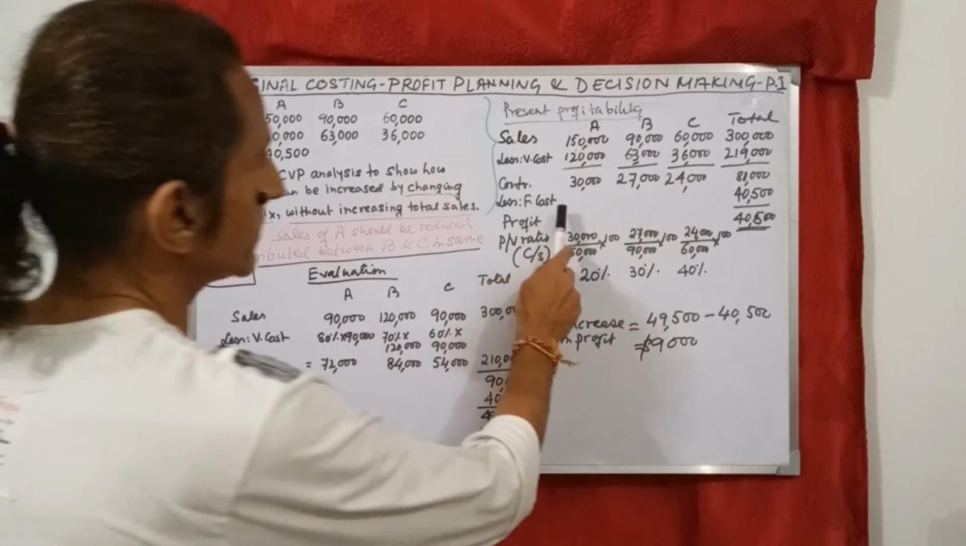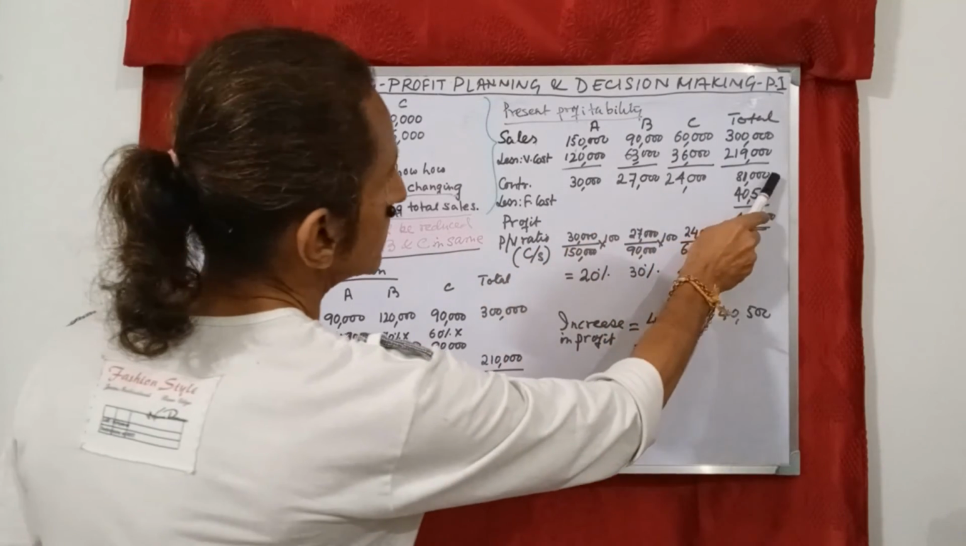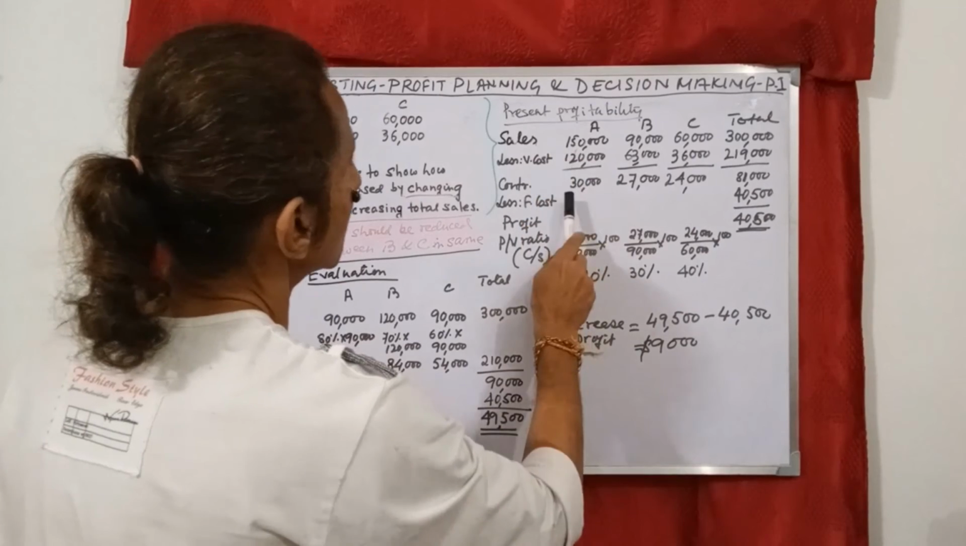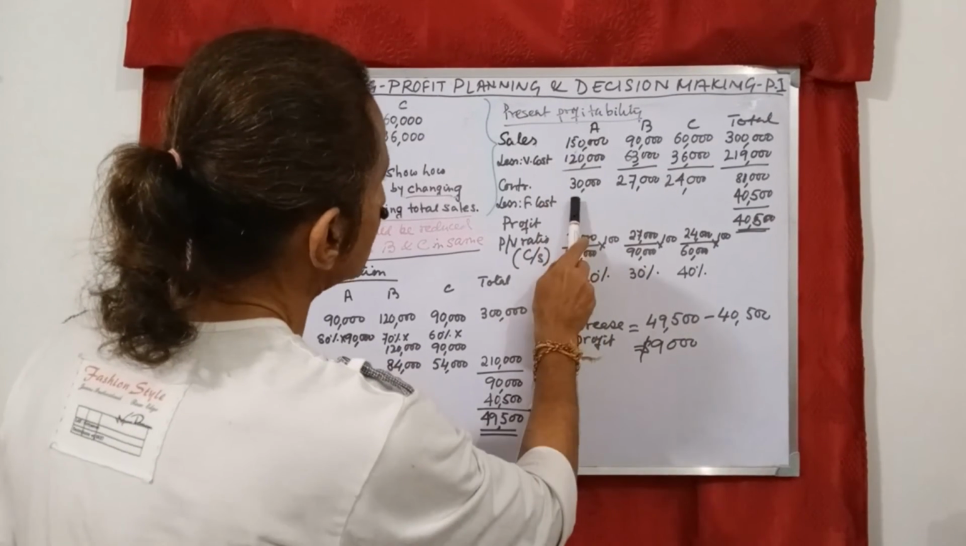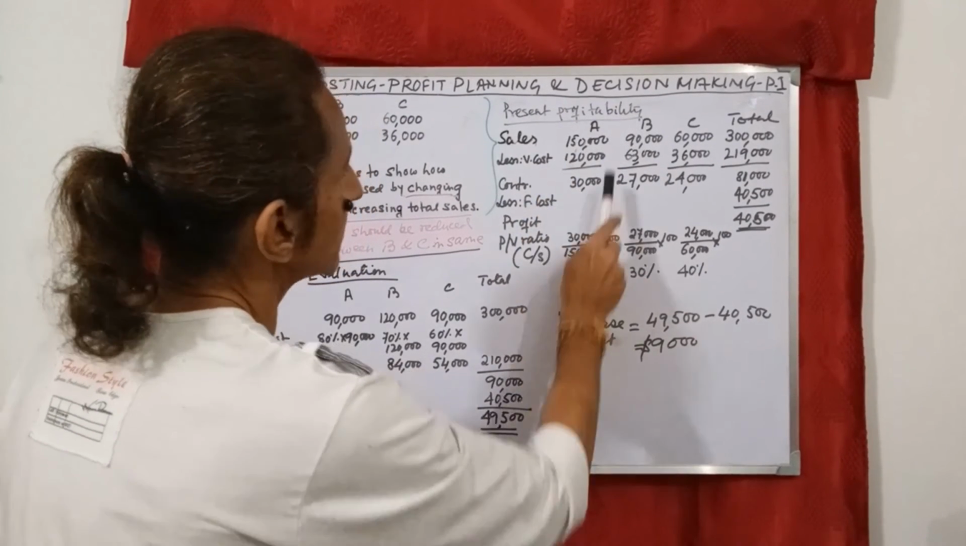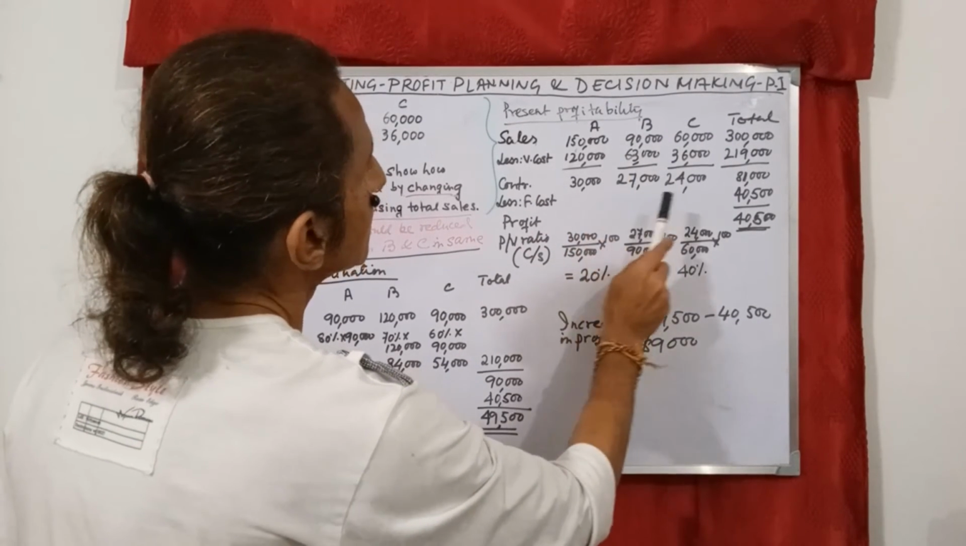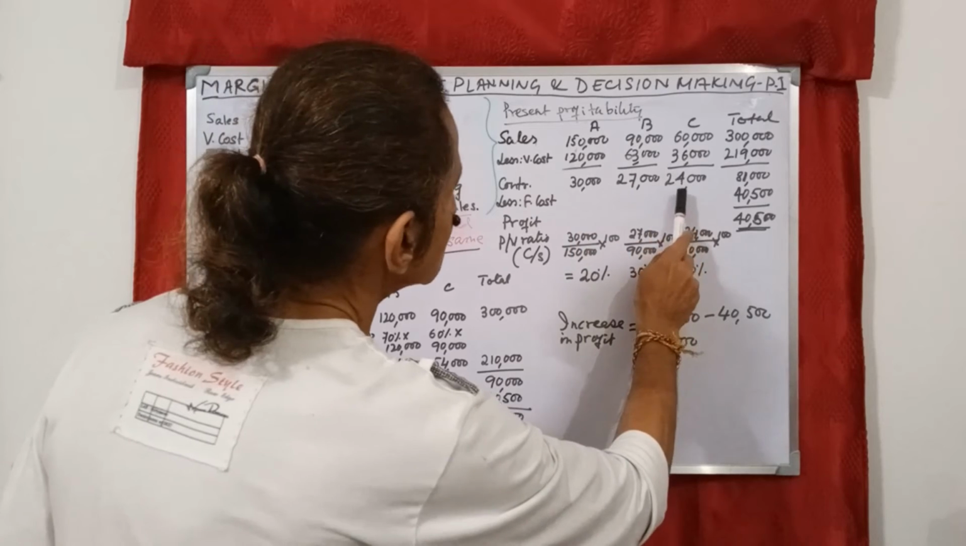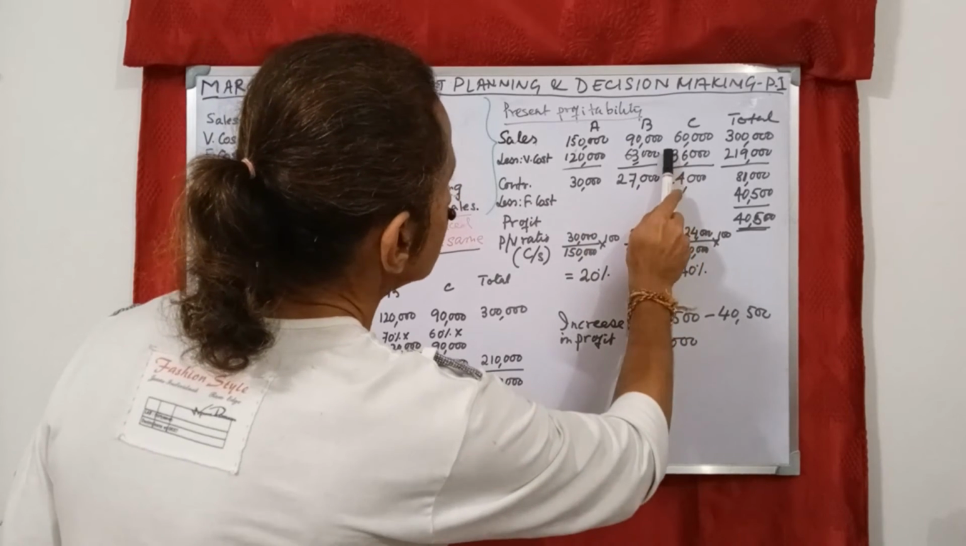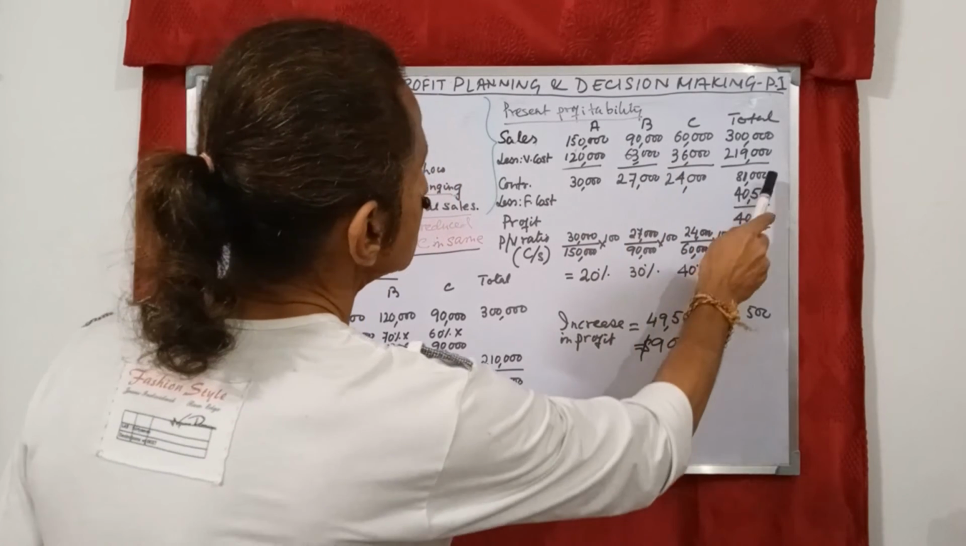So total contribution is 81,000. Contribution of product A is 30,000. This minus this. Contribution of product B is 27,000. This minus this. And contribution of product C is 24,000. This minus this. So total contribution is 81,000.